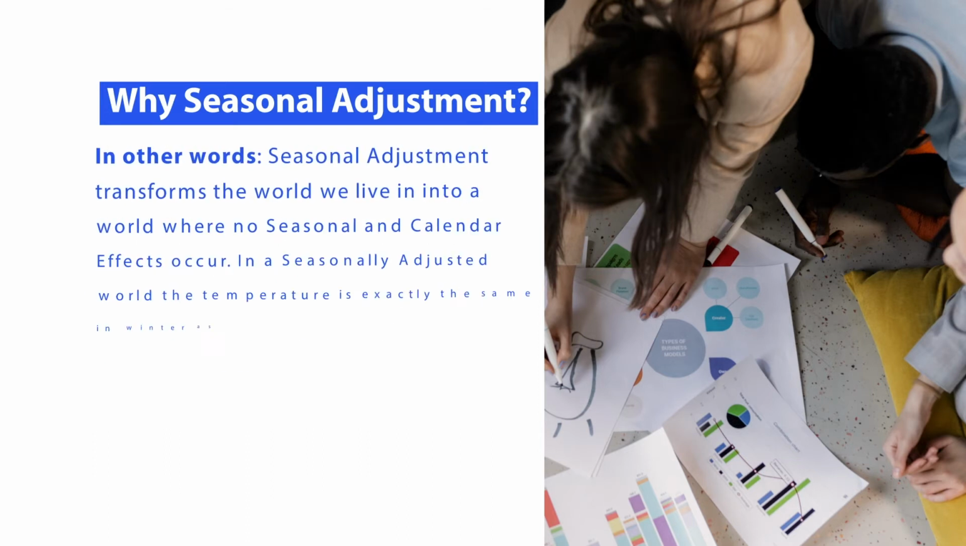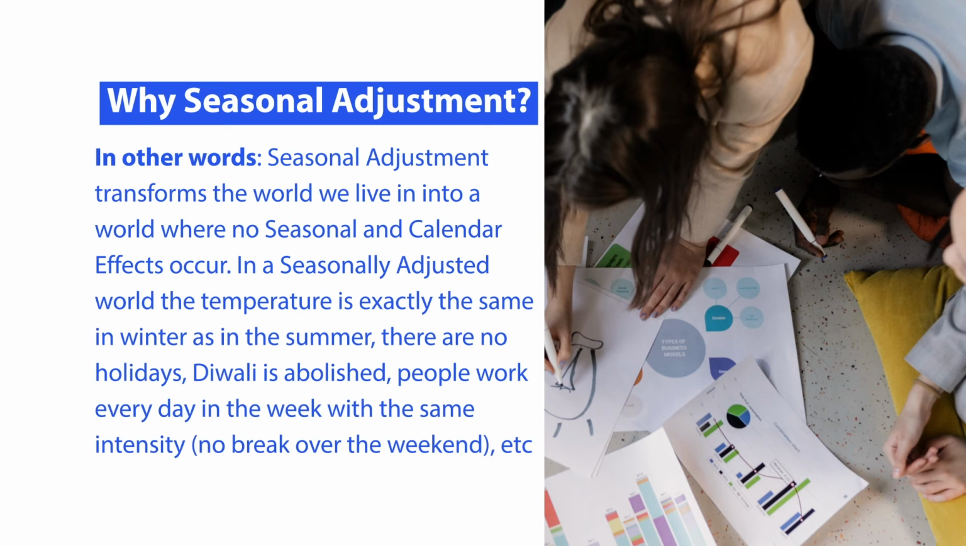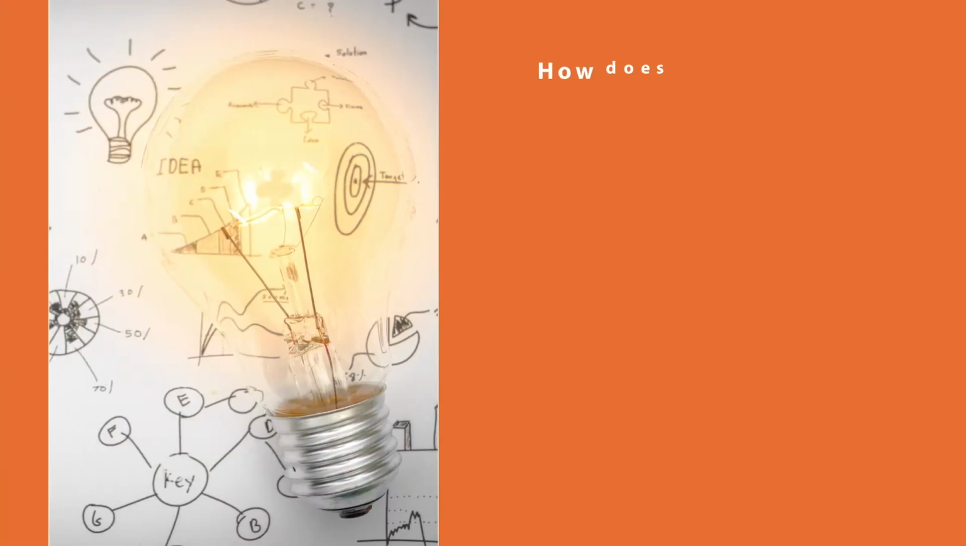In other words, seasonal adjustment transforms the world we live in into a world where no seasonal and calendar effects occur. So in a seasonally adjusted world, the temperature is exactly the same in winter as in summer, and there are no holidays, like Diwali is abolished, because people work every day of the week with the same intensity, no break over the weekend. So how does seasonal adjustment work?